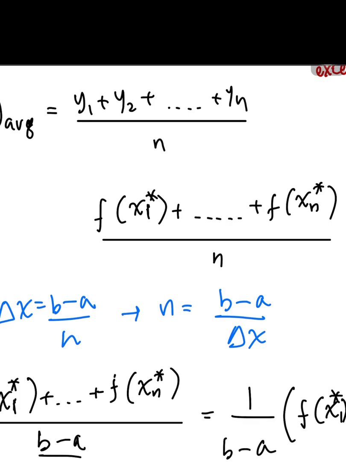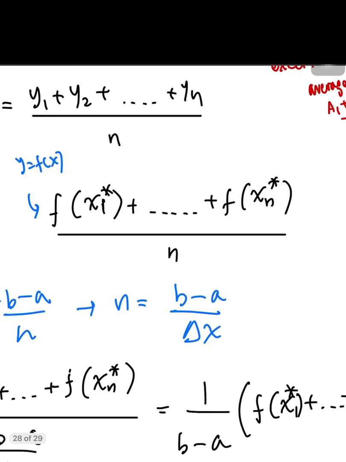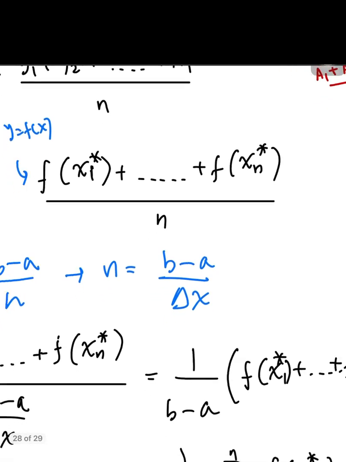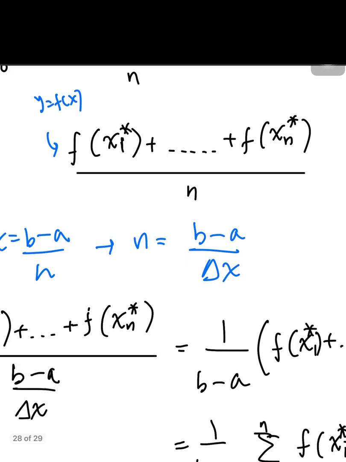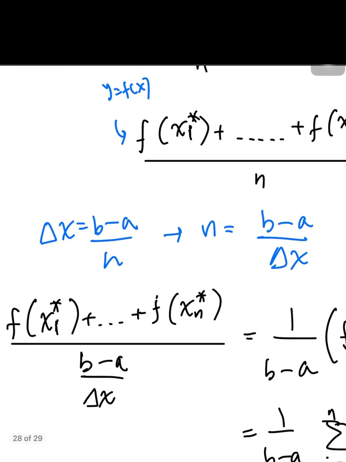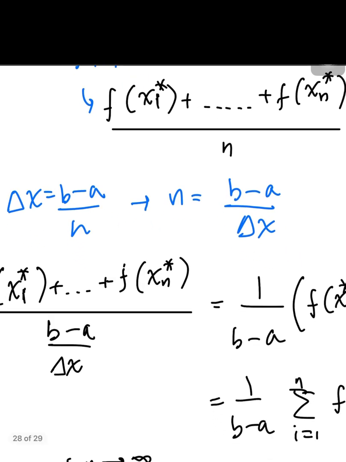let y equal f of x, then the average value becomes f of x at the sample points until xn, okay, divided by the number of points. And if we are dealing with delta x, we can solve for delta x by dividing b minus a over n, as we did in our previous Riemann sum, okay.